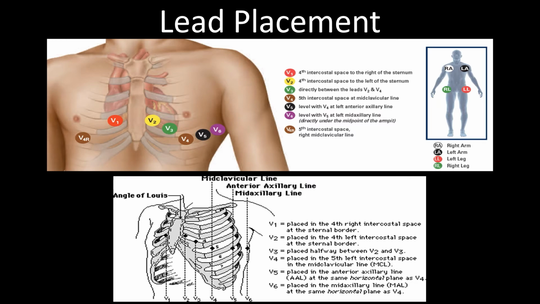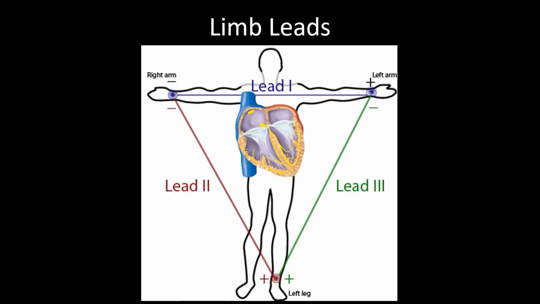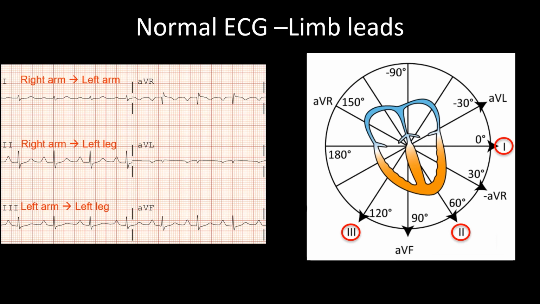What we call the limb leads are leads 1, 2, 3, AVR, AVF, and AVL. Lead 1 is the vector from the right arm to the left arm electrodes. Lead 2 is the vector from the right arm to the left leg, and lead 3 is the vector from the left arm to the left leg. The right leg electrode is used as a grounding electrode. These limb leads electrodes give us the vectors 1, 2, and 3, which represent an angle of 0 degrees, 60 degrees, and 120 degrees. We can get more information by deriving other vectors.